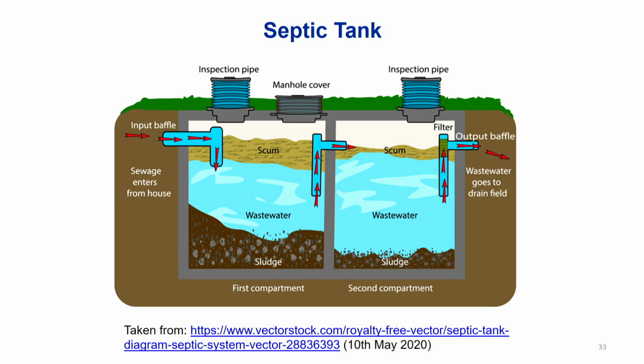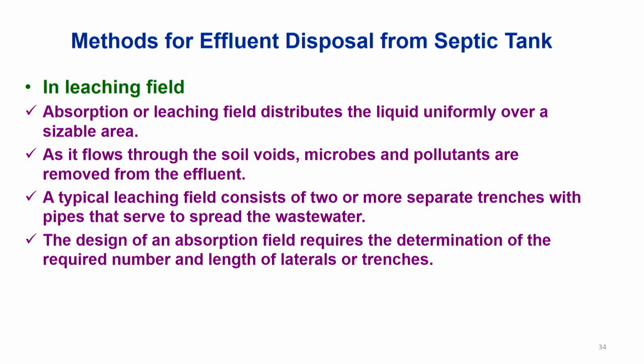Sludge, the suspended impurities, settles down, and then from there it goes into the second chamber. In the second chamber the scum is less and the suspended impurities are also less, and this treated wastewater is allowed to go out to the soak pit or to the leaching field.